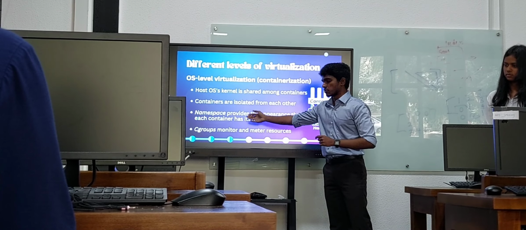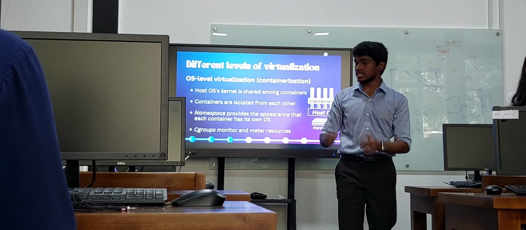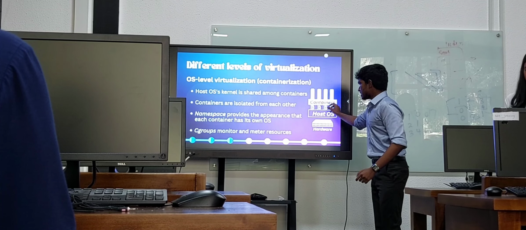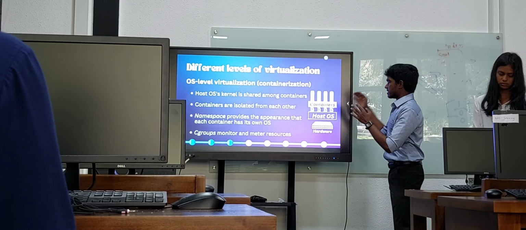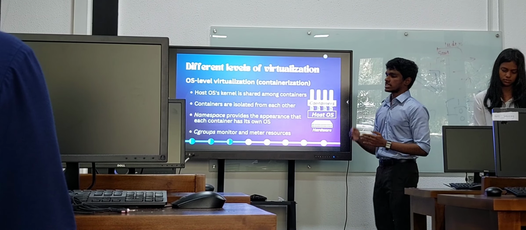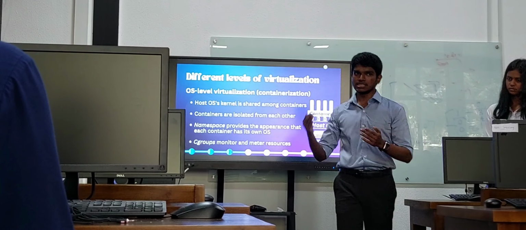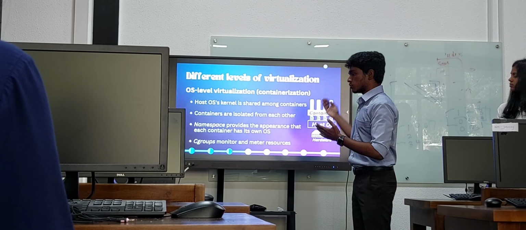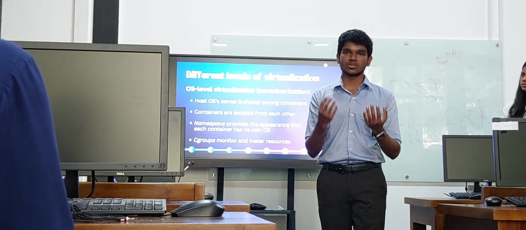And that is done through several specific features, of which we can select two main features. The first of which is known as namespace. This namespace provides the appearance and the customization that each of these containers has its own operating system. And the next feature is cgroups, also known as control groups. The control groups monitor and meter these resources in order to ensure that the container does not attack its own system.